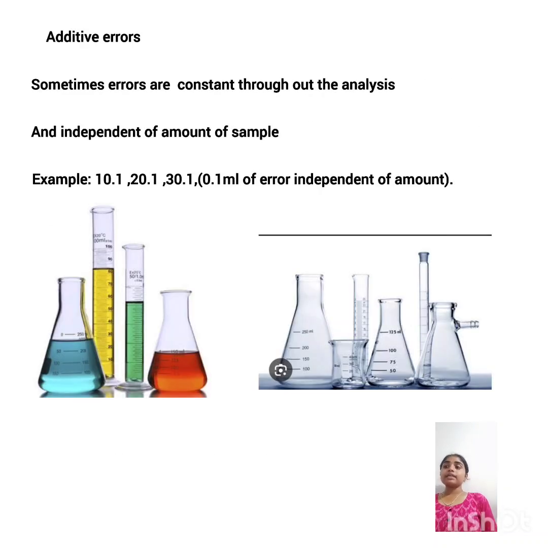The next is additive errors. Sometimes errors are constant throughout the analysis and independent of the amount of sample. For example, 10.1, 20.1, 30.1: the 0.1 ml error is independent of the amounts. These are called determinate errors.